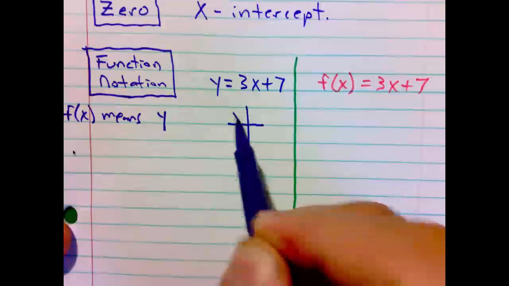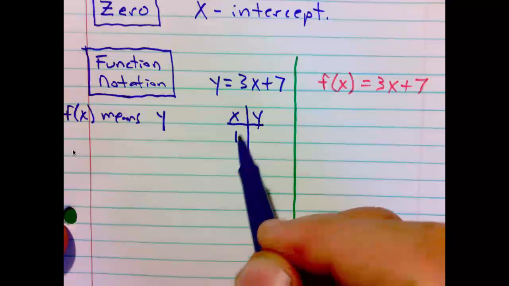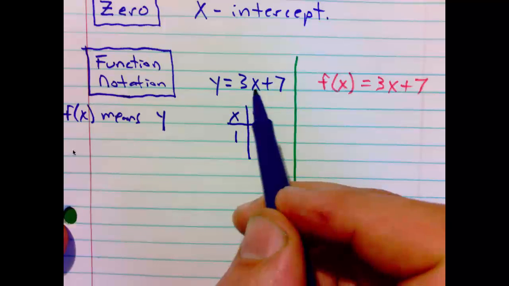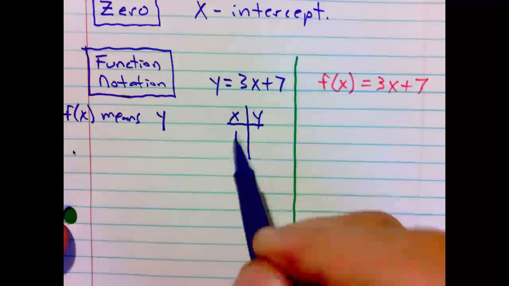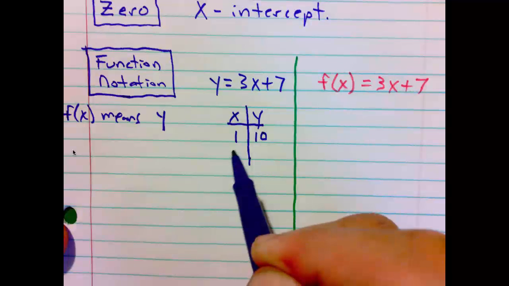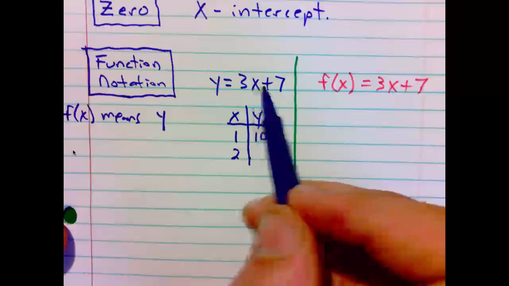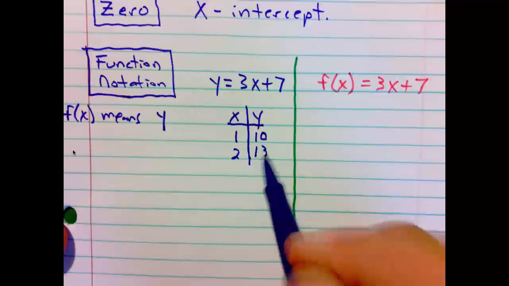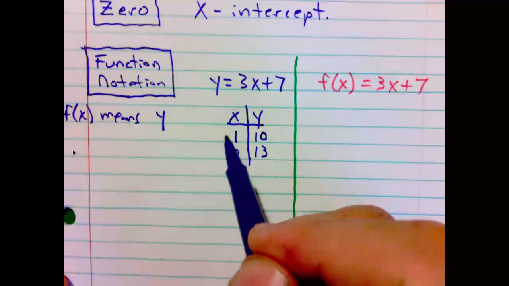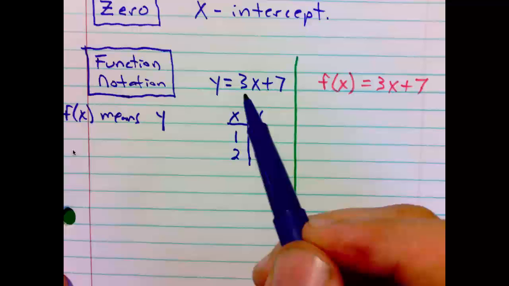Okay, so with this notation, we could fill out a table. We have our x and our y. If we let x be 1, let's do a little mental substitution, substituting 1 in place of x. 3 times 1 is 3, plus 7 is 10. When x equals 1, y equals 10. Substituting 2, 2 times 3 is 6, plus 7 is 13. When x is 2, y is 13. Here you can see the slope. When x increases by 1, y increases by 3. That's because our slope is 3.